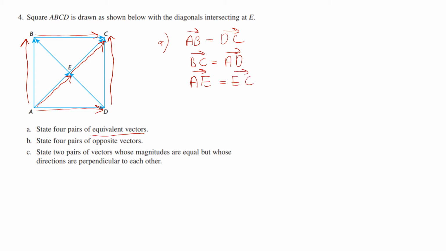The last one would be over here. The same thing, my DE goes like this, while E to B goes like this as well. Same direction, same magnitude. So I will just say DE will equal EB.